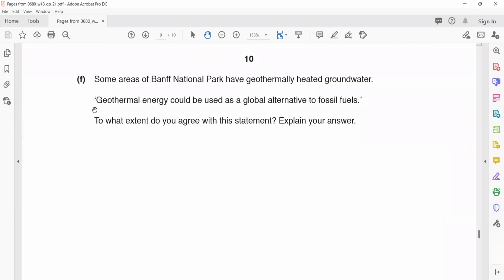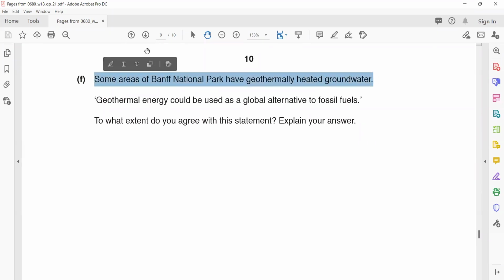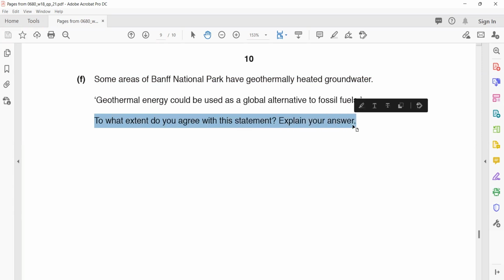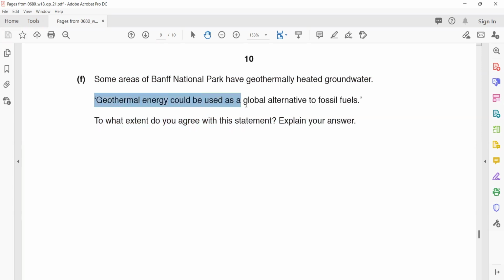Okay. Now they're saying some areas of Banff National Park have geothermally heated groundwater. They're saying in some areas of Banff National Park, you have hot water underground, geothermal energy is there. Geothermal energy could be used as a global alternative to fossil fuels. We discussed this in energy, chapter number 2. To what extent do you agree with the statement? Explain your answer. What is the statement? This one. Geothermal energy could be used as a global alternative to fossil fuels.